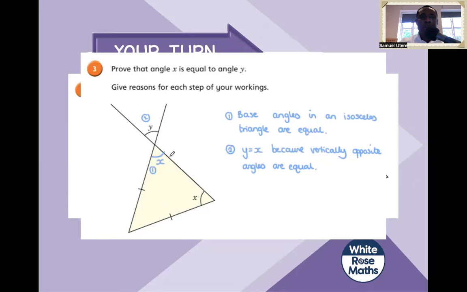Next, you see that these are crossed straight line segments. And we know that vertically opposite angles are equal. So we can say that Y is equal to X, or angle X is equal to angle Y.